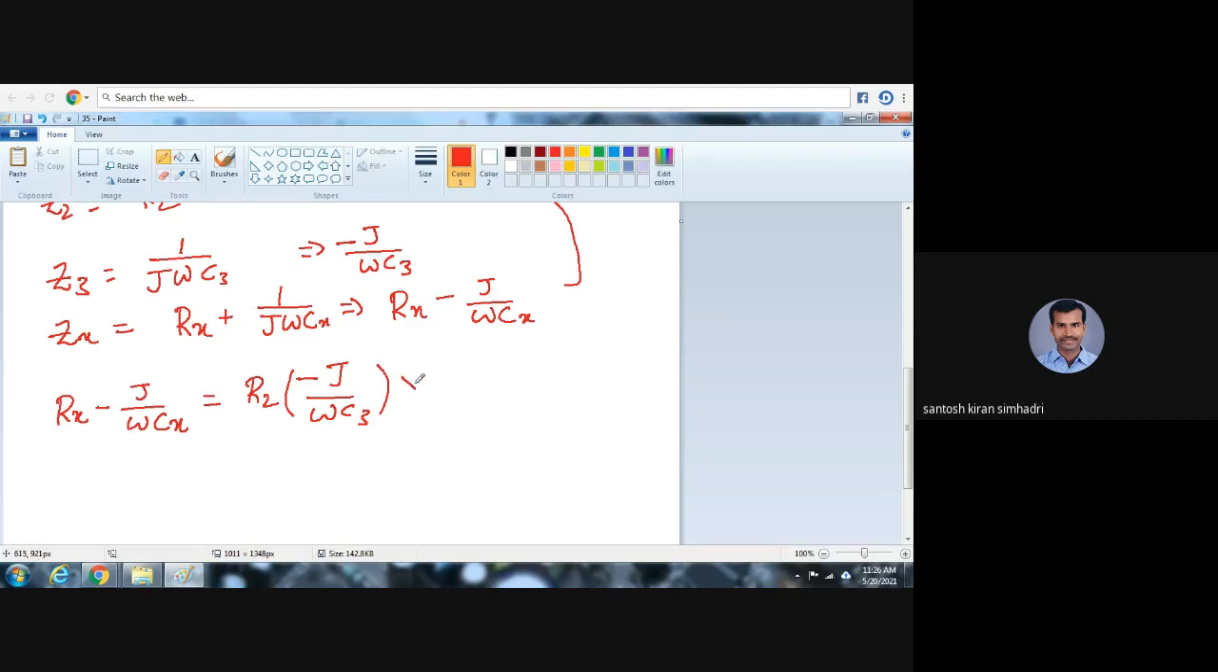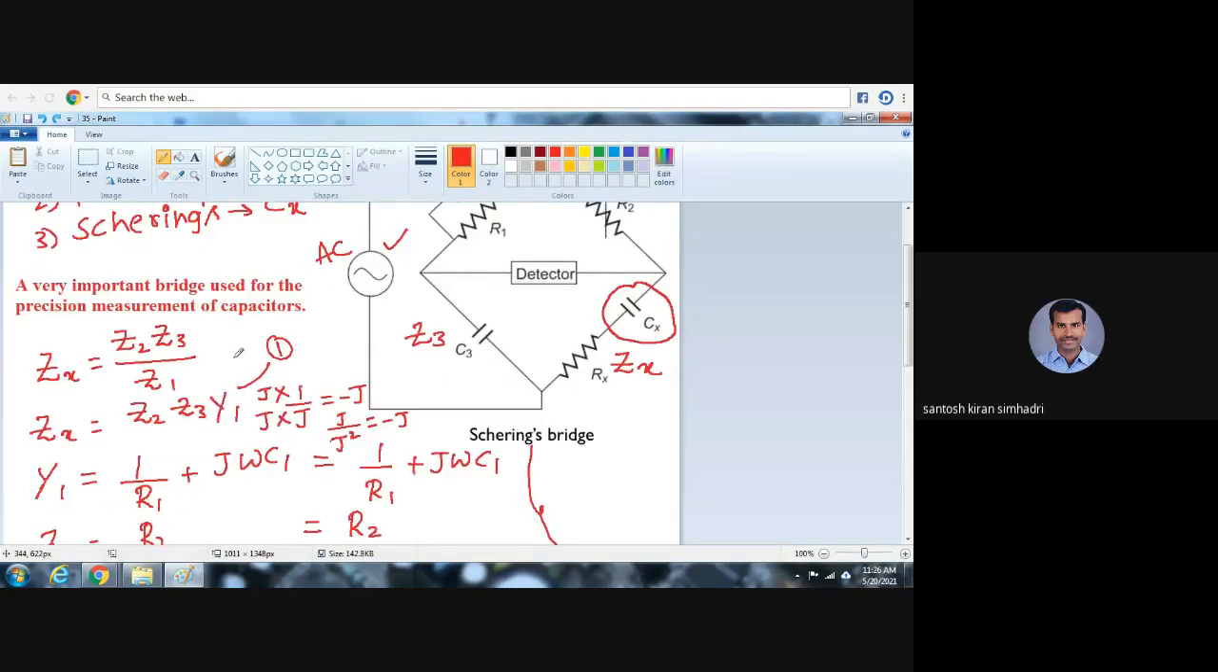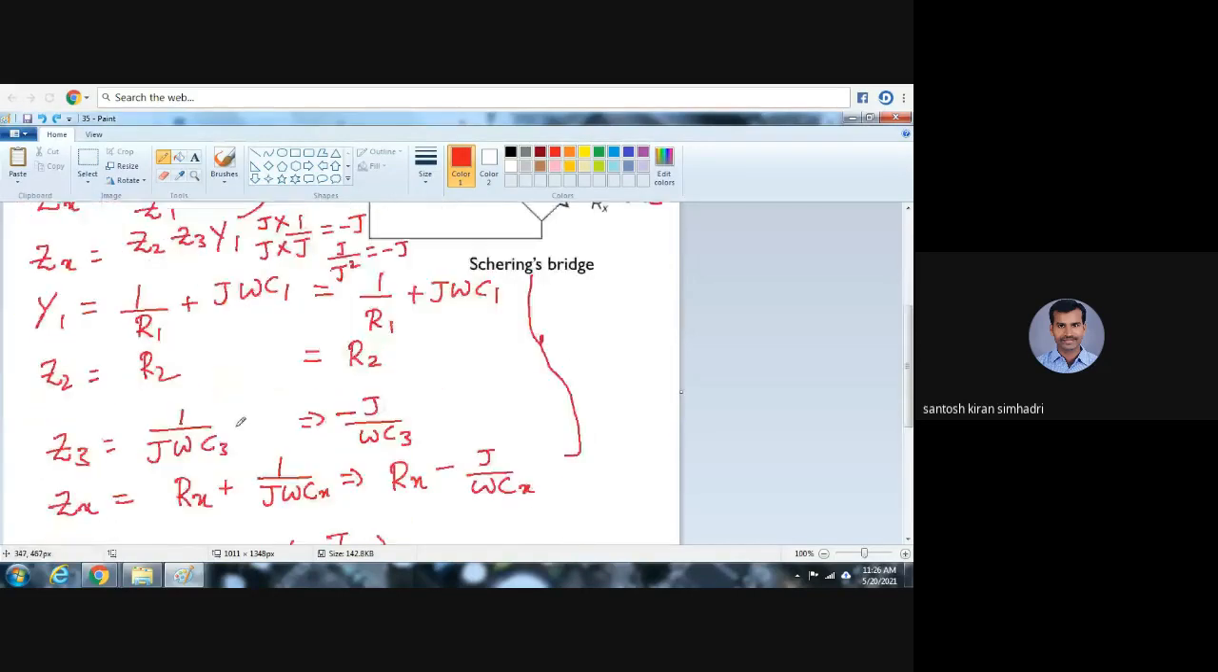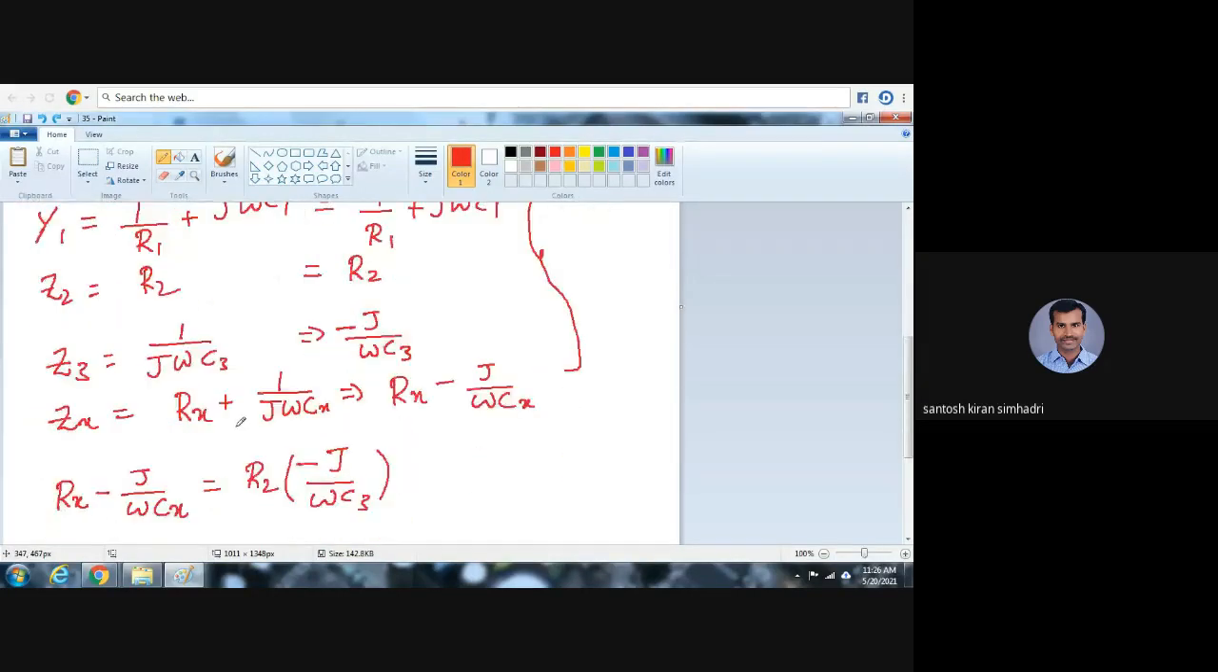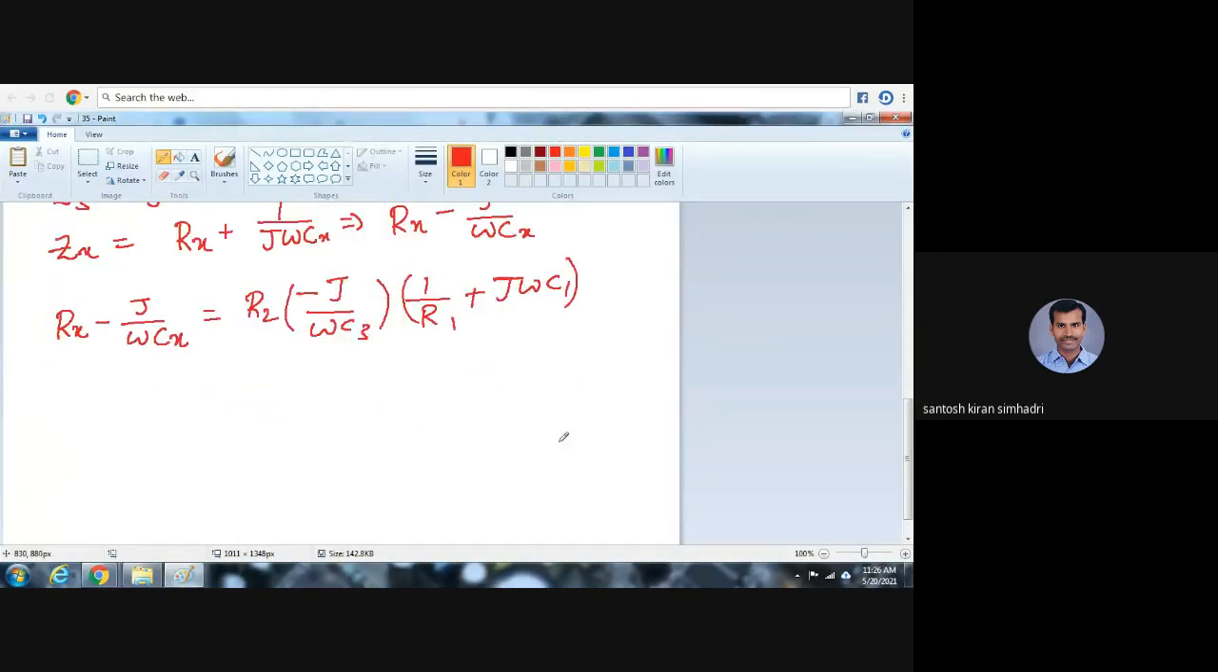Then the next expression is Y1. Okay, Y1. What is the Y1 here? Yes, Y1 you can directly write as 1 by R1 plus J omega C1. Very, very important session. Please cooperate, ma. 1 by R1 plus J omega C1. This is the finalized expression.